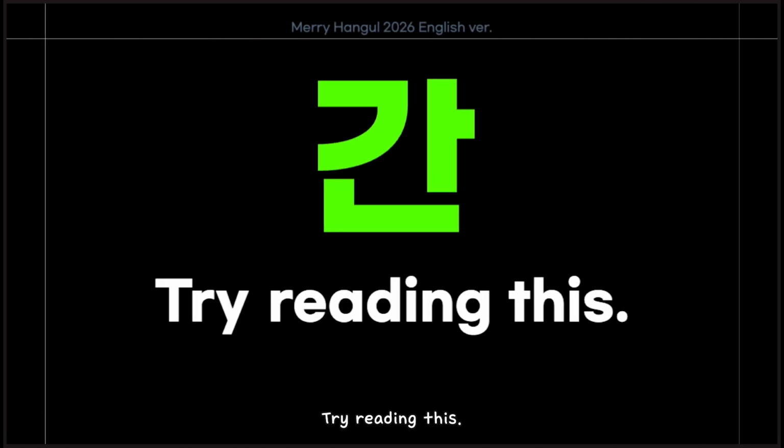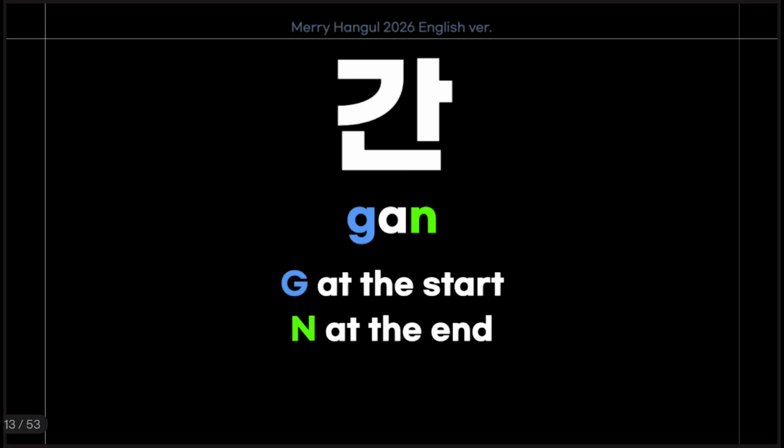Try reading this. G at the start, 그. A in the middle. So, 그 plus A goes 가. Add the final N sound. Now it's 간. Nice.